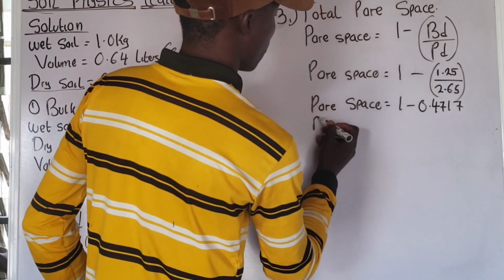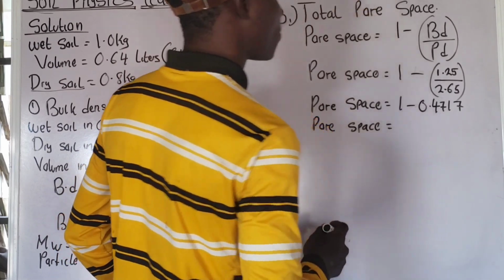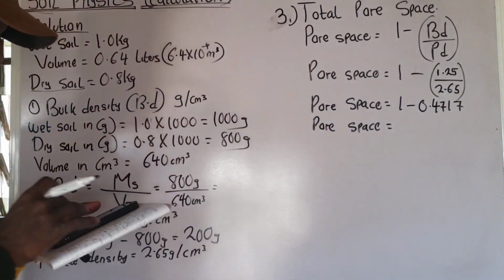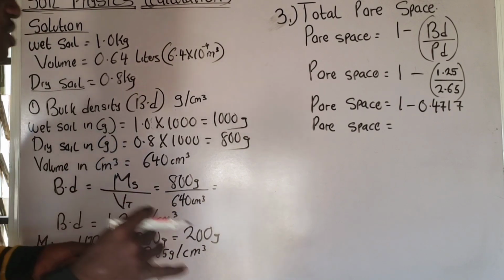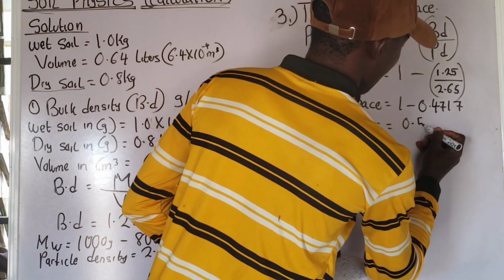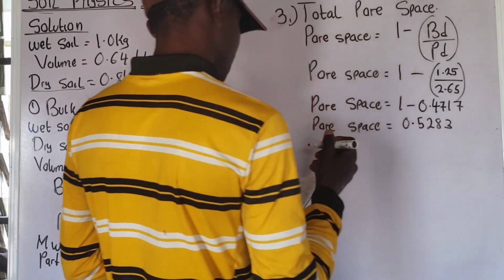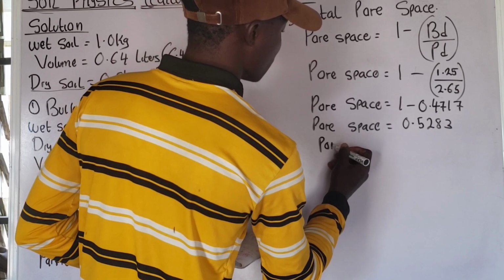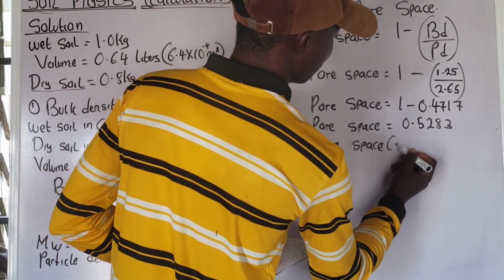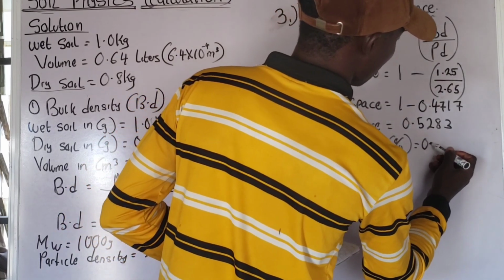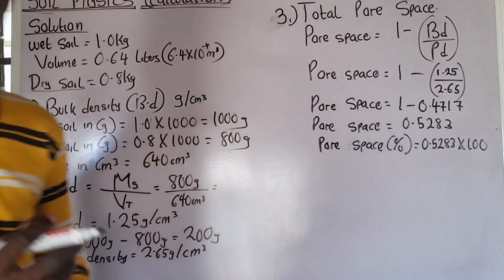Hence, the total pore space equals 1 minus 0.4717. What's the answer? That will give us 0.5283. You understand? So if you want the total pore space in percentage, let me just put it. The pore space in percentage equals 0.5283 multiplied by 100. If you are solving this in exam, that's how you are going to put it.